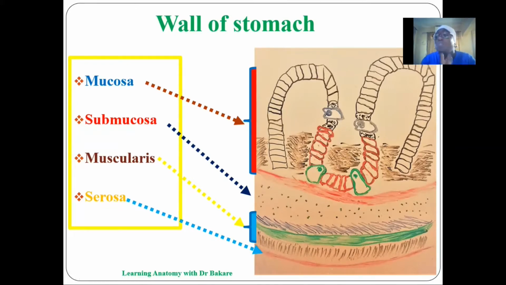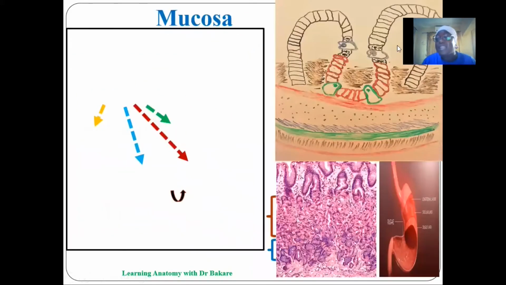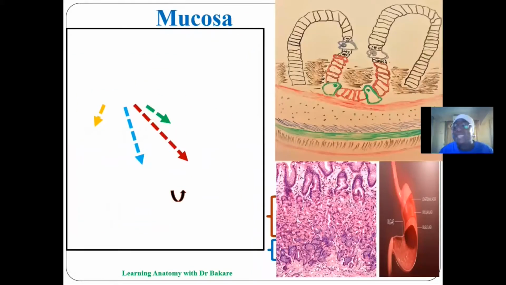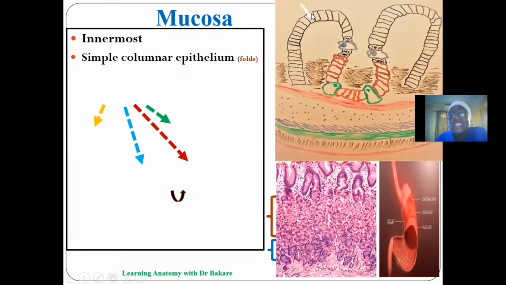So let's go through each of the layers to see what they are structurally made up of. For the mucosa layer, we say that it is the most internal layer, and it is made up of simple columnar epithelium, which means a single layer of columnar cells arranged in a single row. Simple columnar epithelium are secretory type of epithelium. If you look at this epithelium, they are larger than the cuboidal and the squamous types of epithelium, so more space is created within it for secretion to take place.